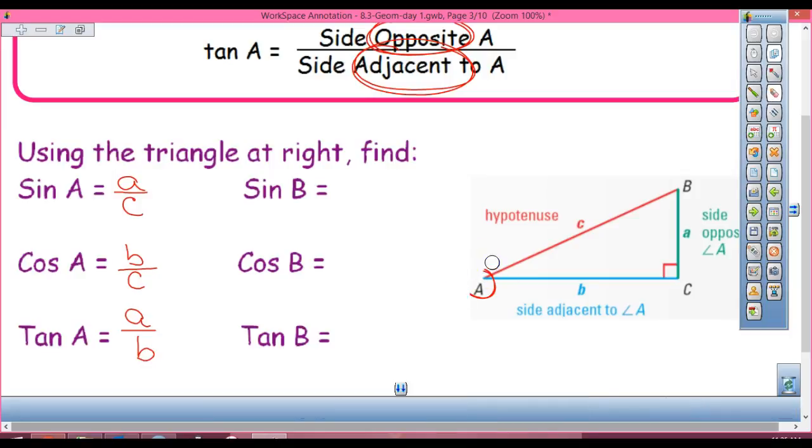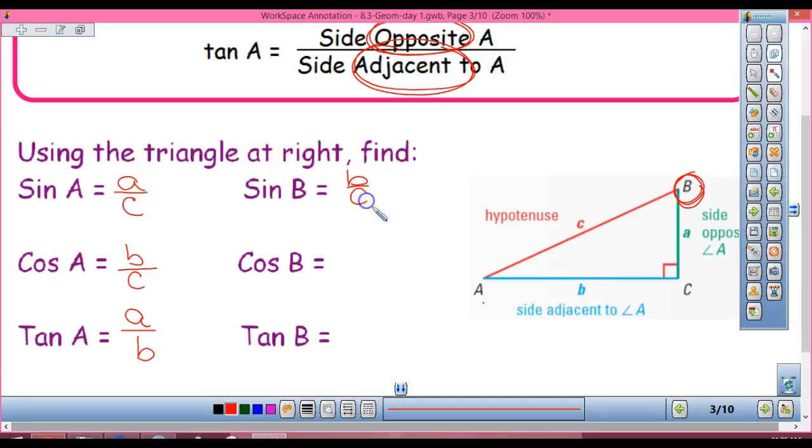No? All right, so now if it says sine B, that means we're looking at B. In relationship from angle B, sine is opposite, which is B, over hypotenuse, which is C. Cosine of B is the adjacent, which is A, over hypotenuse, which is C. And then tangent is opposite, B, over adjacent, which is A.